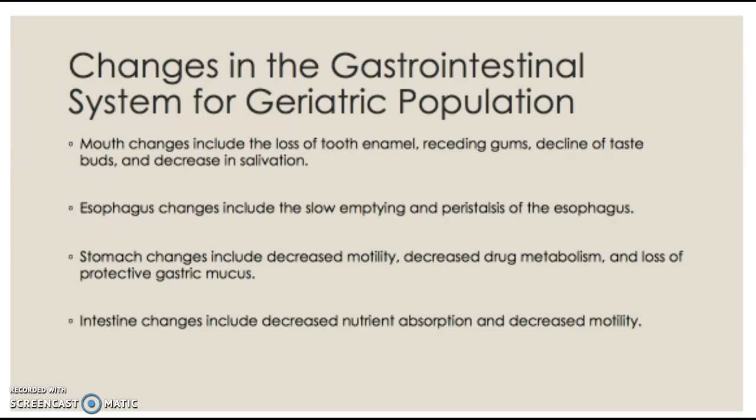This is a big issue in the older adult patients or geriatric population because of the use of NSAIDs. It can cause peptic ulcers, which is common in the geriatric population. Intestinal changes that can occur include decreased nutrient absorption and decreased motility, which can ultimately lead to constipation, which is a large problem in the geriatric population.